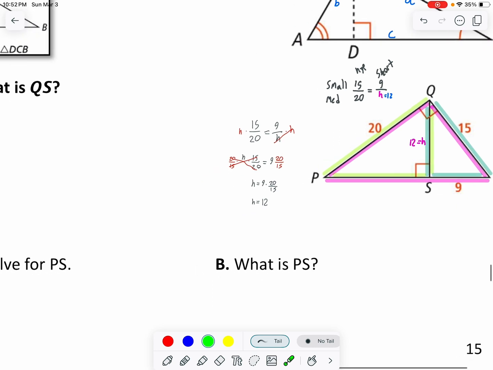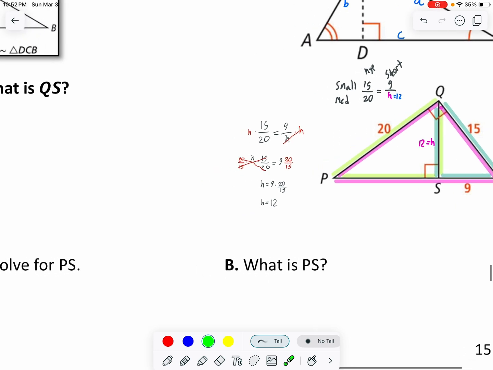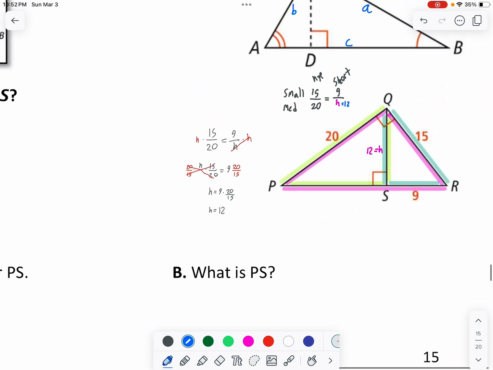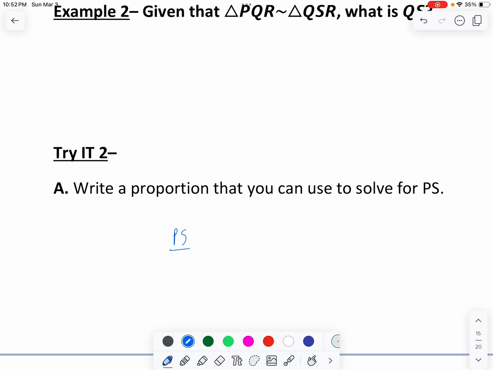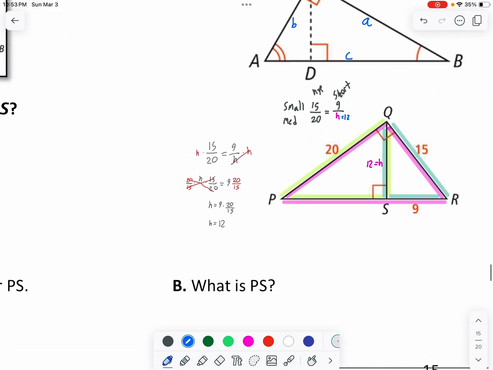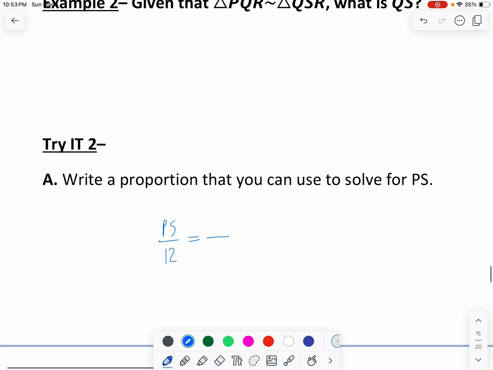I'm going to compare the long leg in the large triangle, that's PS, and I'm just going to put that on top. PS divided by the long leg in my small triangle. In the small triangle, we found out that that was 12. So PS divided by 12 is equal to, and let me look at another side that we know. That's 20 and 15. So why don't we just do that? 20 and 15. We could go ahead and solve for PS.